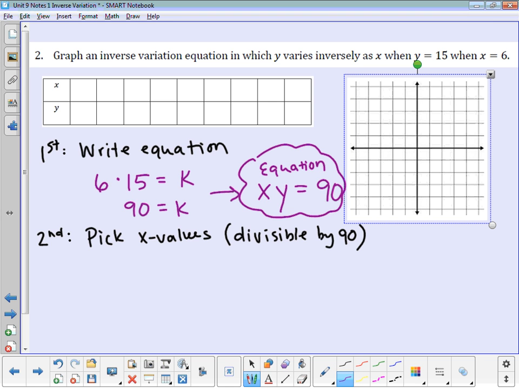So the x values that I'm going to choose are -9, -6, -3, -2, and then 0, and then I'll just go back up, 2, 3, 6, and 9. So all those values are divisible by 90, which is going to give me some nice numbers. So that's the third thing that I do. The third thing that I do is I find the y values.